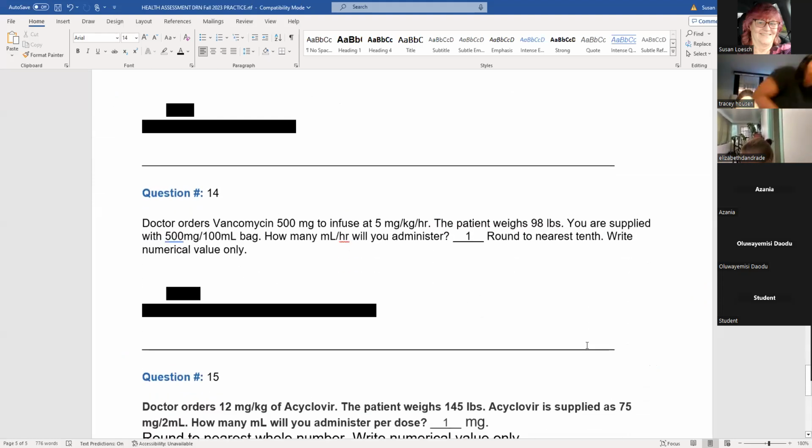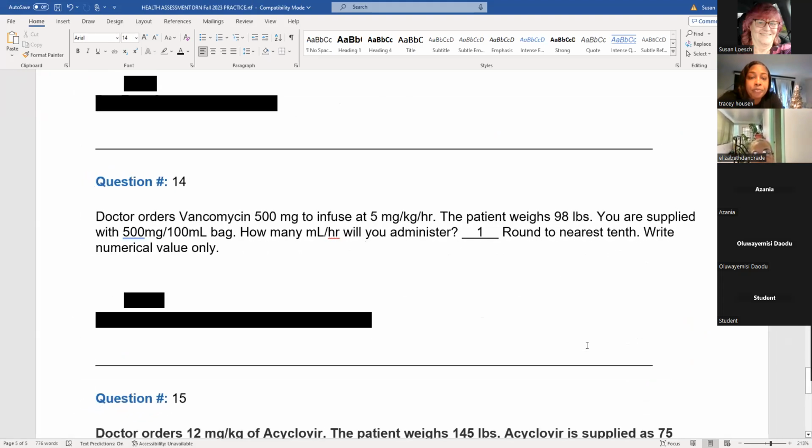All right, number 14. Again, this is asking us how many mL will you administer? So if you notice in this question, the difference between this one and some of the other ones you looked at, when it's asking how many mL you will administer per hour, this is a dose. And how do you know it's a dose? Look at what you have in the question. You have a supply on hand, and you have a desired dose ordered.